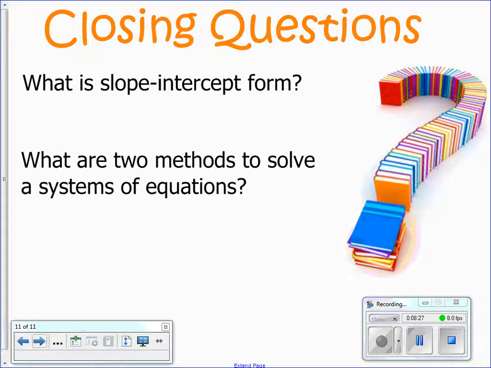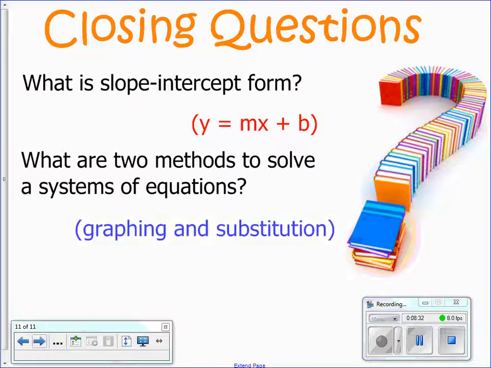So what is slope-intercept form? y equals mx plus b. And there are two systems to solve: graphing and substitution.